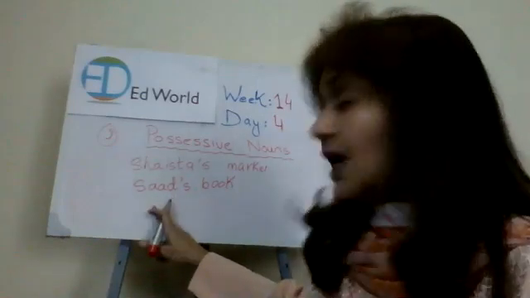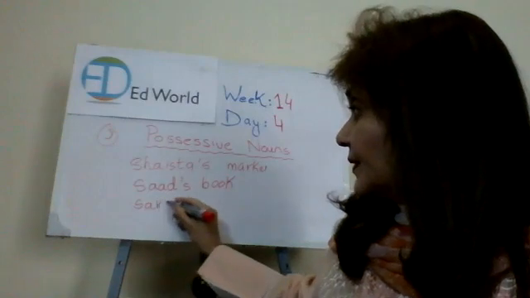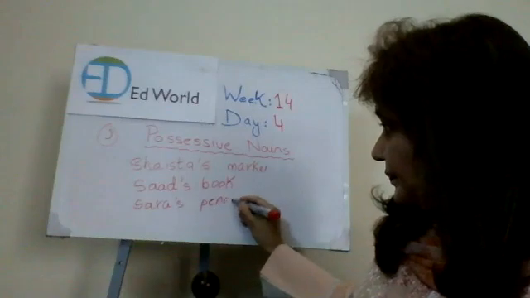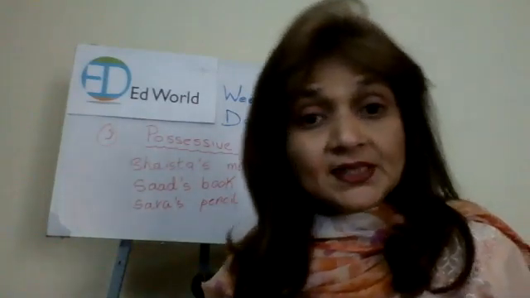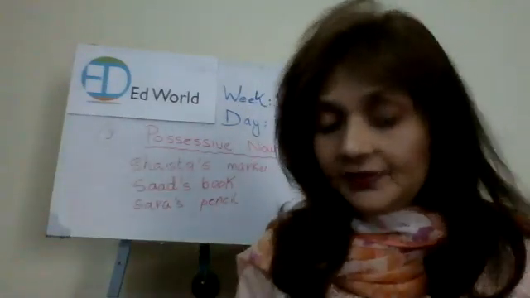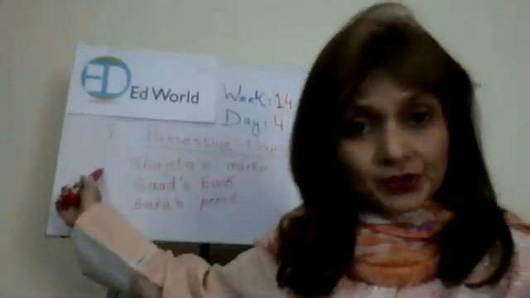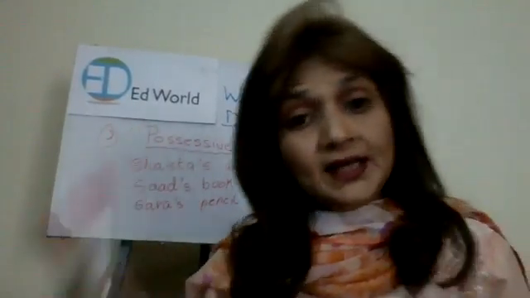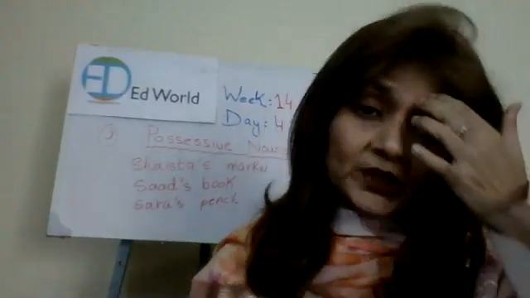You understand? Saad's book and Sarah's pencil. Why? Because Sarah owns that pencil. That pencil belongs to Sarah. So always remember, whenever we are writing possessive nouns, first of all, we have to write an apostrophe, then we have to write down S. Apostrophe and S is very important because it tells you who owns what thing.